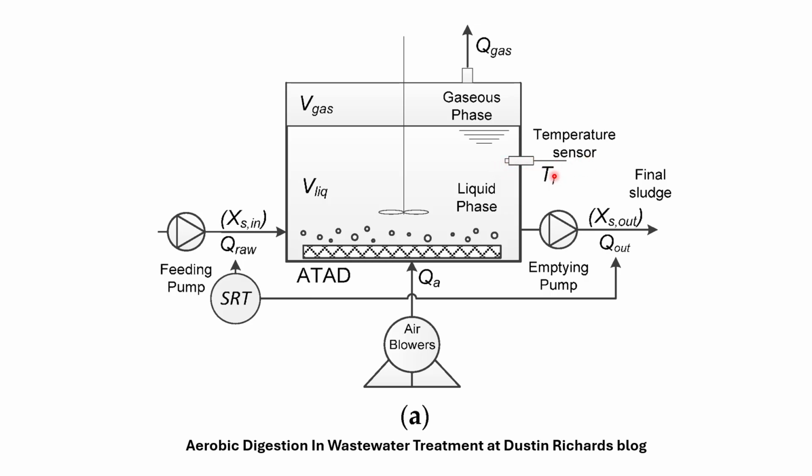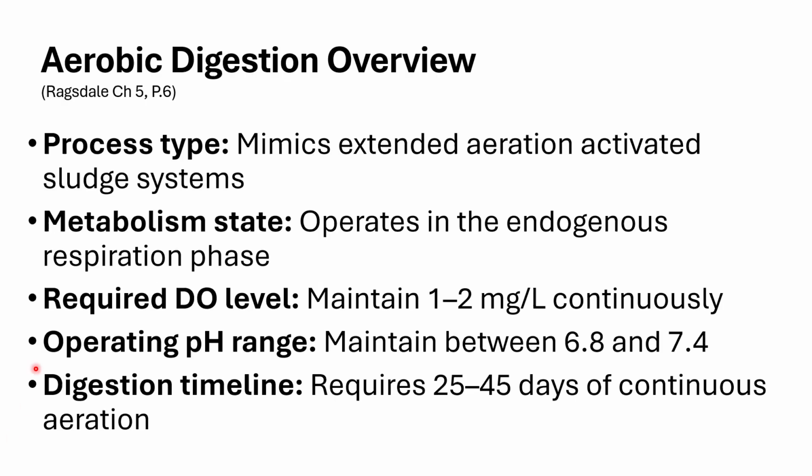We're going to decant the water out. We're also going to measure the temperature, because we want to keep this within a certain temperature range. The CO2 is going to gather up at the top and just escape. And then the sludge, we're going to send that off to either a thickener or a belt press or a centrifuge, something like that, okay? So that's a schematic of an aerobic digester, okay?